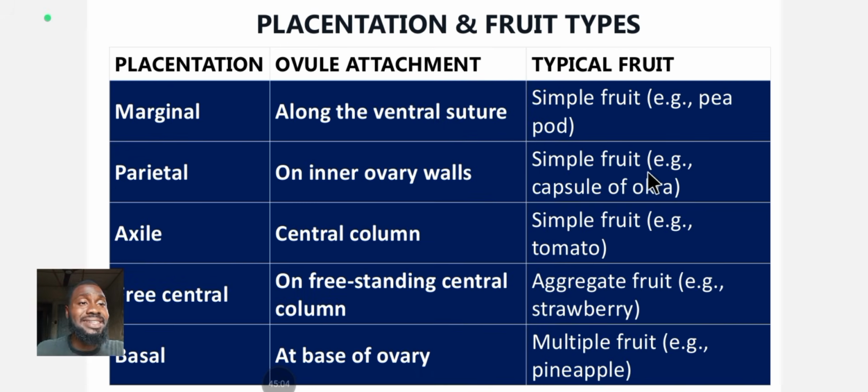So the fruit that usually undergoes parietal placentation is simple fruits, and they include the capsule of okra. So in okra, that's where you find parietal placentation, whereby you have the placentation away from the center.